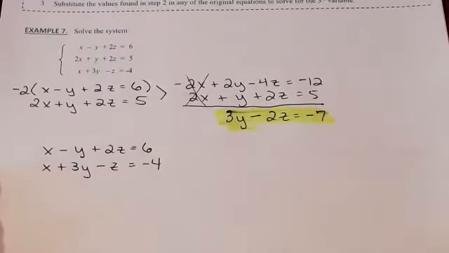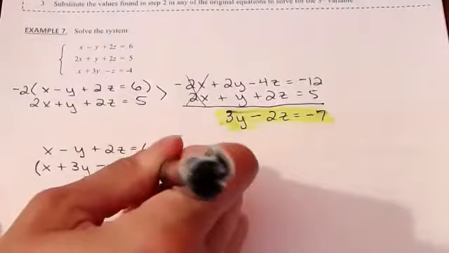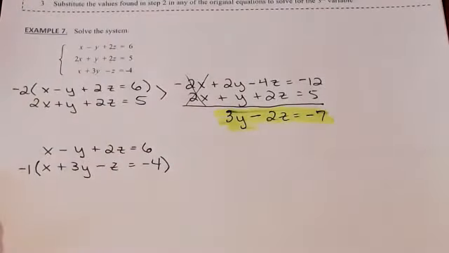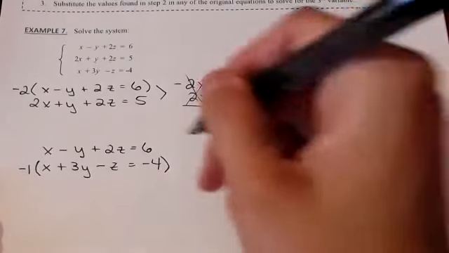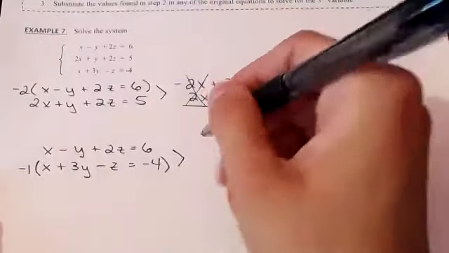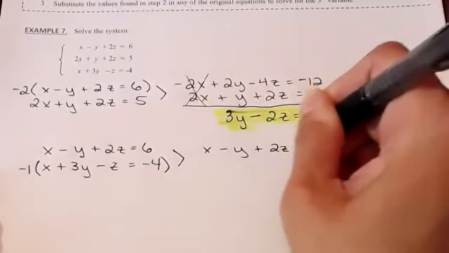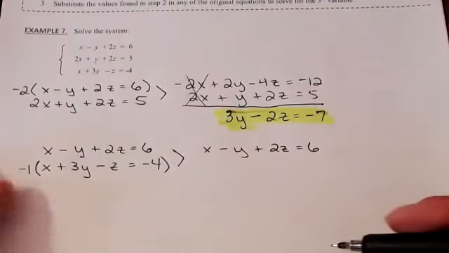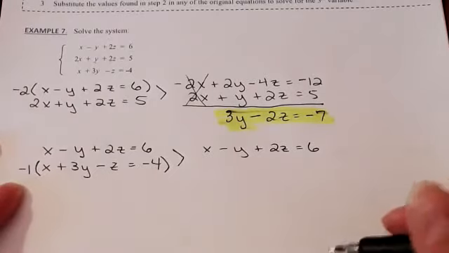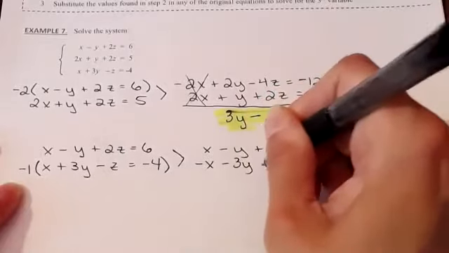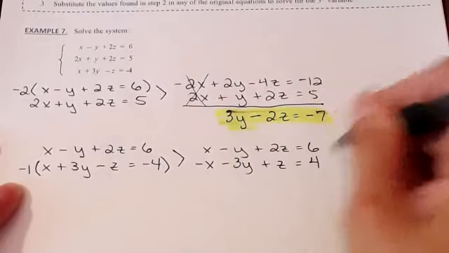I want to eliminate x again. So I'm going to multiply this second equation, and again, only because I feel like it, simply by a negative 1. If we make one of them negative, then that means they're opposites. So we're golden. I'm going to rewrite the first equation, x minus y plus 2z is equal to 6. And then I'm going to distribute the negative 1 throughout the second equation. Negative x minus 3y plus z is equal to positive 4.